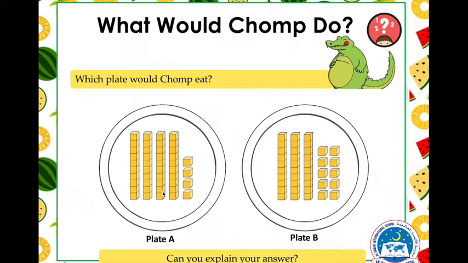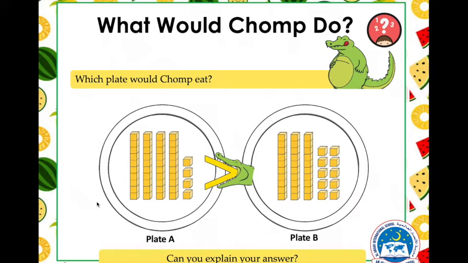10, 20, 30, 40, 41, 42, 43, 44. Let's count how many do we have here. 10, 20, 30, 31, 32, 33, 34, 35, 36, 37, 38, 39, 40. Which plate would Mr. Chomp eat? If you guess that Mr. Chomp will eat this plate, amazing job, well done. Why will he eat this plate?